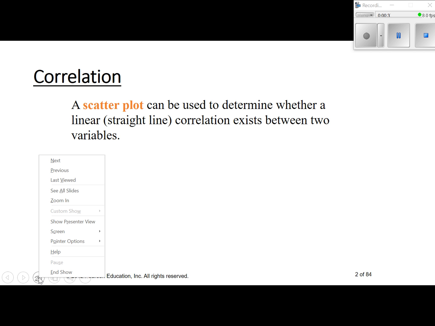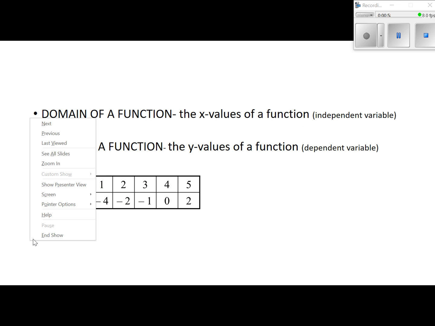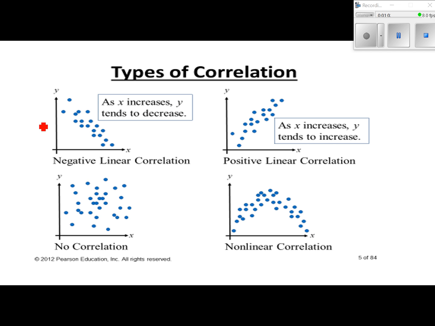Scatter plot, hopefully you can draw a scatter plot by now. Once we have the scatter plot and we come up with a line, a best fit or a regression line, then we can make predictions off of either the equation or the line itself. Remember that domain is all your x values, range is all your y values.